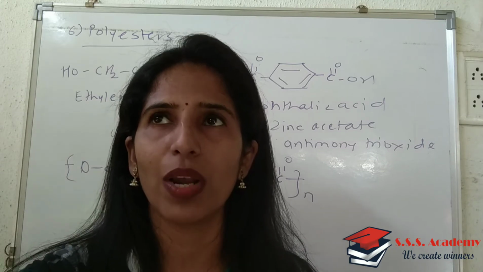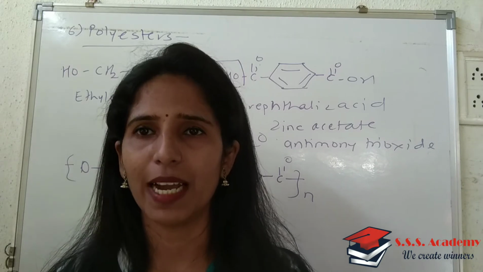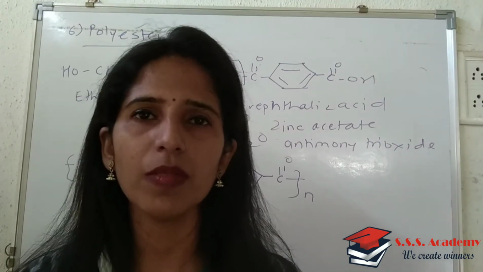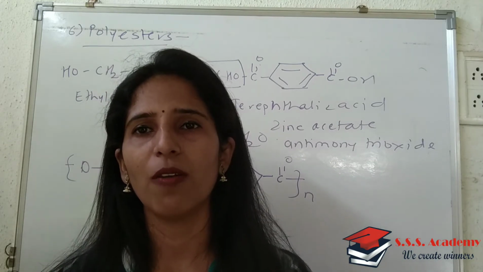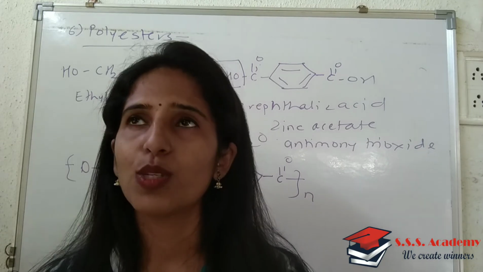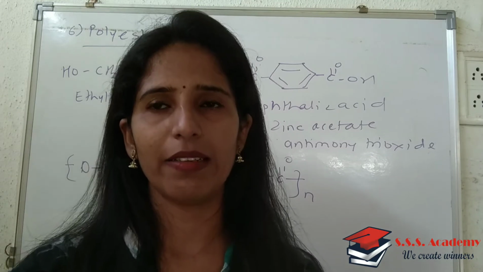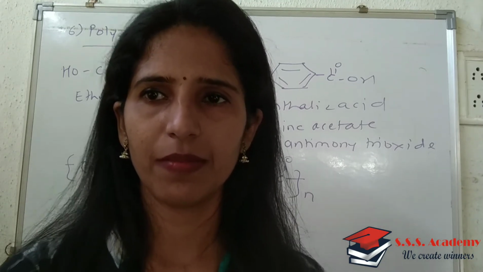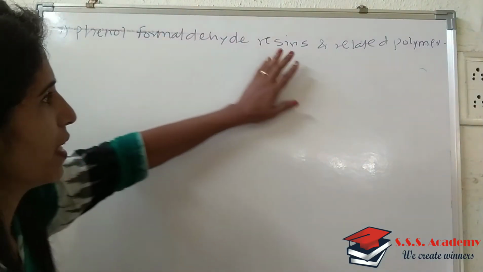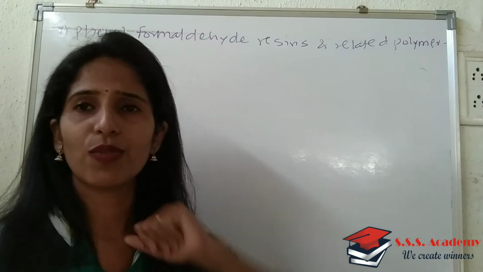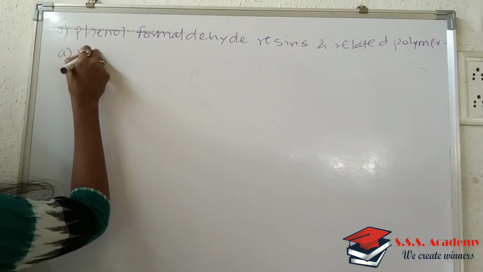about polyesters. Next we will start with the phenol formaldehyde resins. So this is something about polyesters, that is the 6th one. Then 7th you will write phenol formaldehyde resins and related polymer. So in that first we will see bakelite. So write down the next title as phenol formaldehyde resins and related polymer. So 7th you are supposed to write the title as phenol formaldehyde resin and related polymer. First in that we will see is bakelite. So you will write this as a title, bakelite.